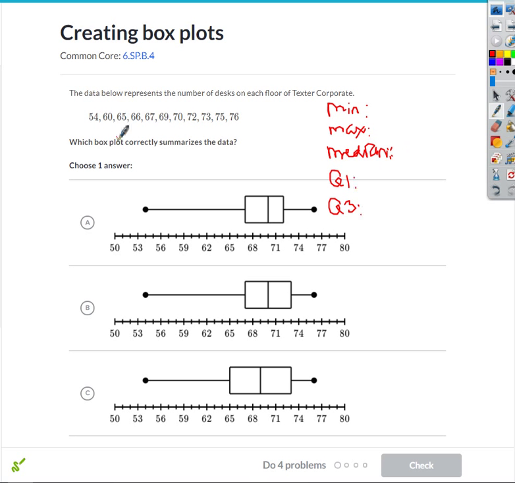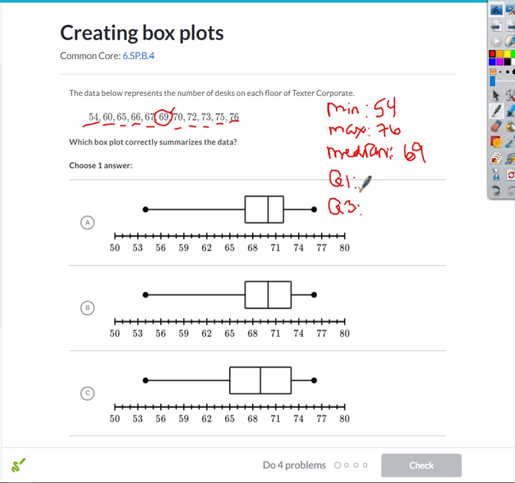So the data is supposed to be in order. Fortunately, it's already in order. So we can see right now that the minimum is 54. The maximum is 76. The median, we know we're supposed to start from the ends and work our way inside. So we have 54, 76, 60, 75, 65, 73, 66, 72, 67, 70, and the middle number is by itself at 69. So now we know our median is 69.